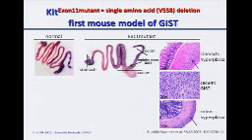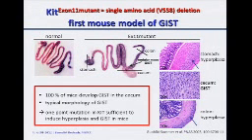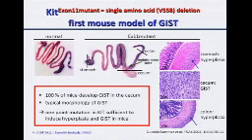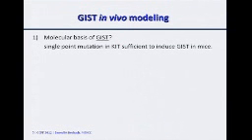So all these cells are hyperplastic, overproliferating cells. And so this mouse model really proved that a single point mutation can cause GIST, at least in mice, and that it is sufficient to initiate this tumorigenesis. So towards this first question, what is the molecular basis of GIST? At least one part of the story is we have single point mutations in KIT, which are sufficient to induce GIST in mice.